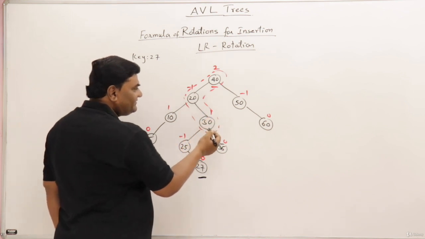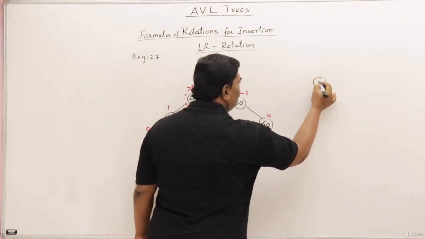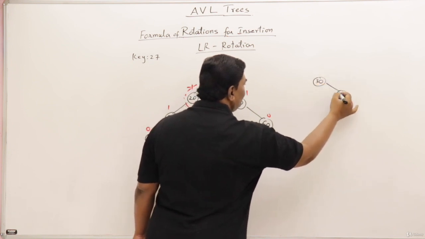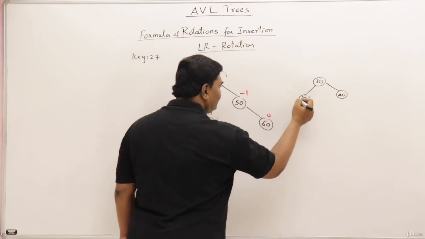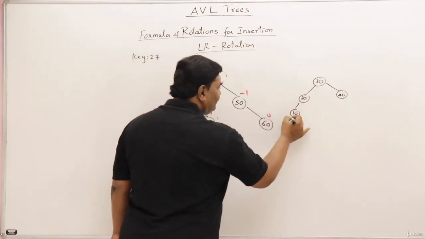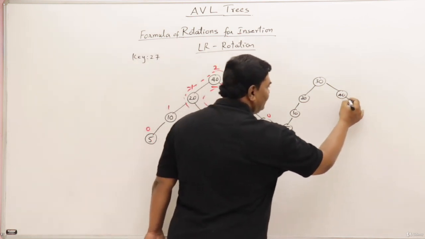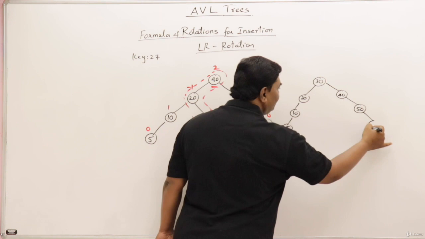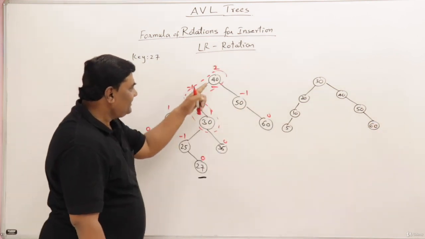So we know the direct answer, so I will directly rotate this one. So 30 will go to the place of 40. 40 will move on the right hand side, and on the left hand side 20 remains as it is. So let us finish these extreme left 10 and 5 as it is. On that side we have 50 and 60, they are as it is. Then 30 has become a new root.